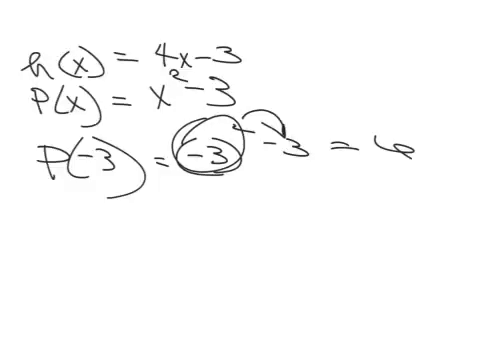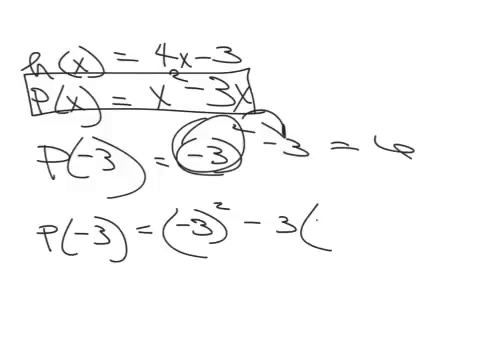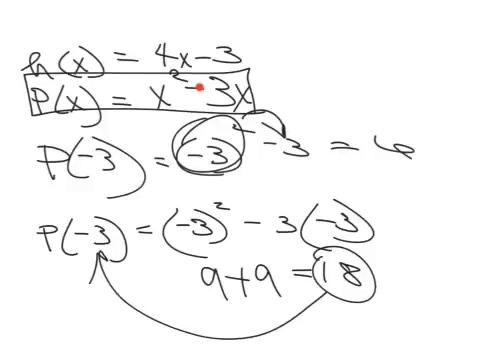Now I notice for p of x, I wrote it down wrong. They have a 3x there, but it doesn't really matter. Let's do it as if it was 3x. So p of negative 3 is going to be negative 3 squared minus 3 times negative 3. So 9 plus 9 equals 18. So p of negative 3 with this new equation is going to be 18. That's it for this lesson.